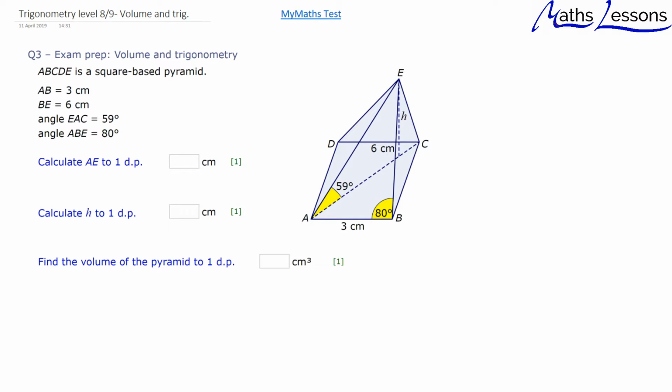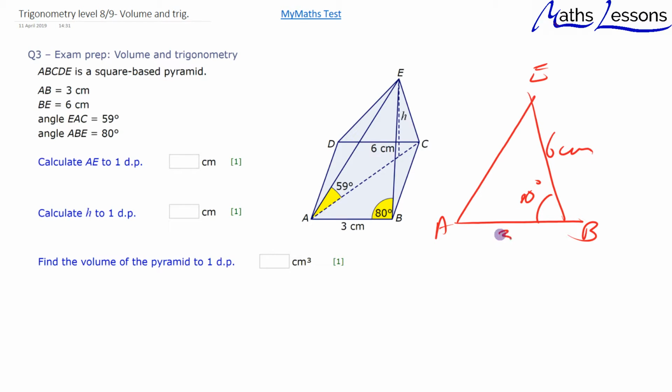Okay, here we go. So we're going to calculate AE to 1 dp. So we're going to look at this triangle here because we have this angle here, we have this side here, and we have that side there. So if we just draw that triangle out, there's E, there's A, there's B. We know that's 80 degrees. We know this is 6 centimeters and we know this is 3 centimeters. So we can find this side using the cosine rule.